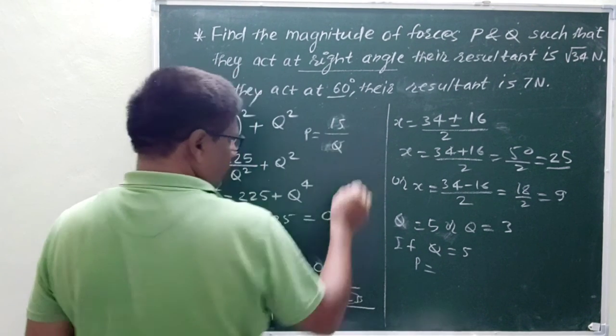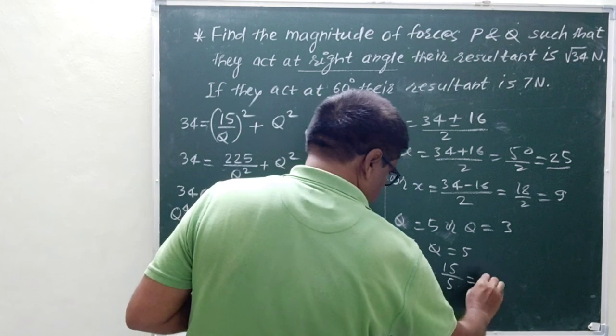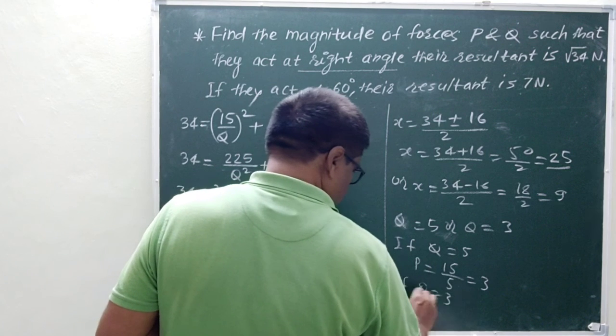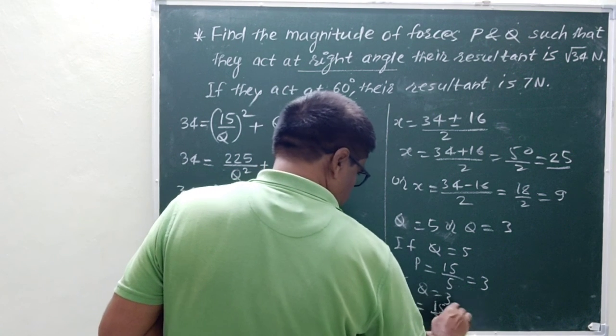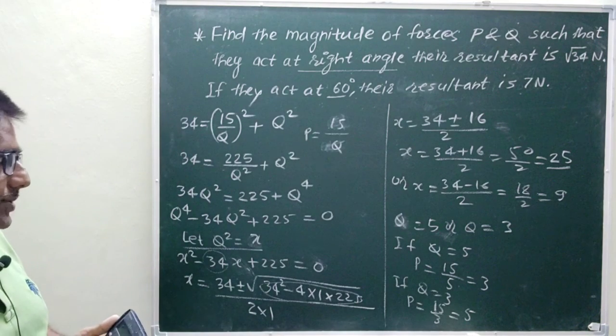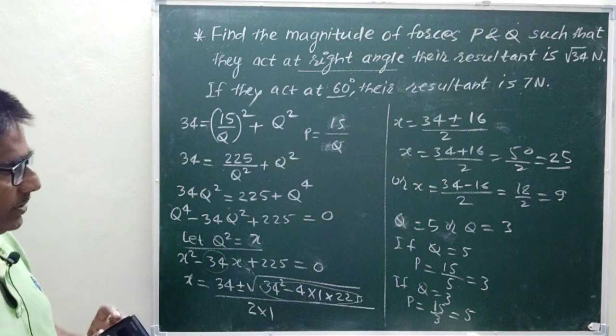If Q is 5, then P is equal to, from what we had derived, 15 by Q, therefore 15 by 5 is equal to 3. If Q is 3, then P is equal to 15 by 3, which is 5. Alternately we will get the same combinations. If P is 3, then Q is 5. If P is 5, then Q is 3.